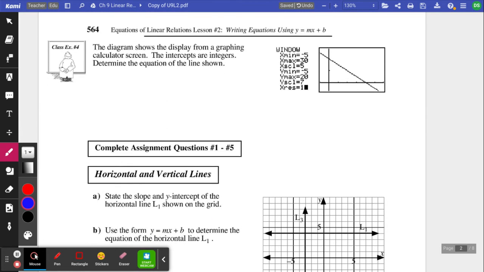Class example 4 says the diagram shows the display from a graphing calculator's screen. Now careful on this one. The intercepts are integers. Determine the equation of the line shown. What should I write down on my page? Say it louder, Abby. y equals mx plus b. It says the equation of the line. What do you have to fill in? m and b, slope and y-intercept, over and over and over again, okay?